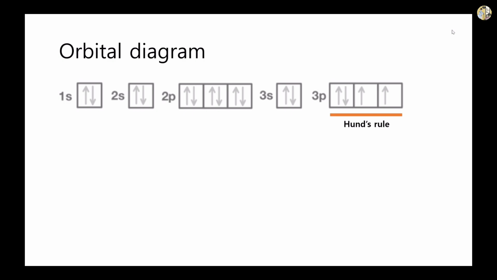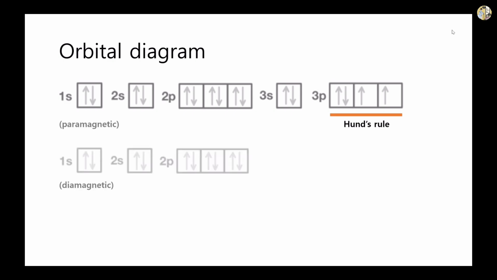After drawing the orbital diagram, we can determine if the element is diamagnetic or paramagnetic. If unpaired electrons are present, the element is paramagnetic, and if all electrons are paired, the element is diamagnetic.